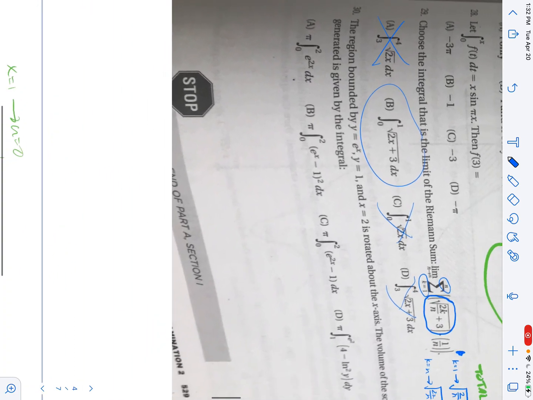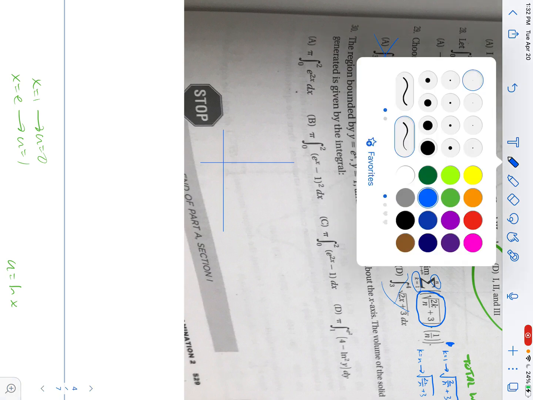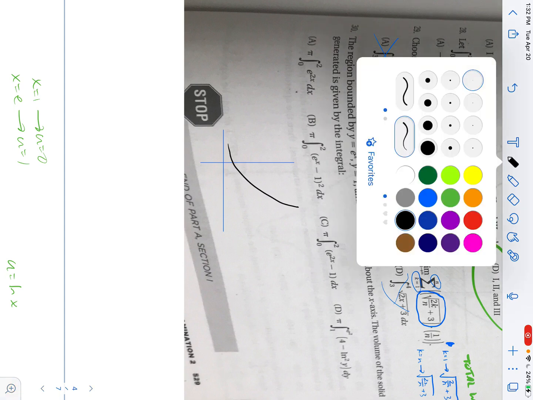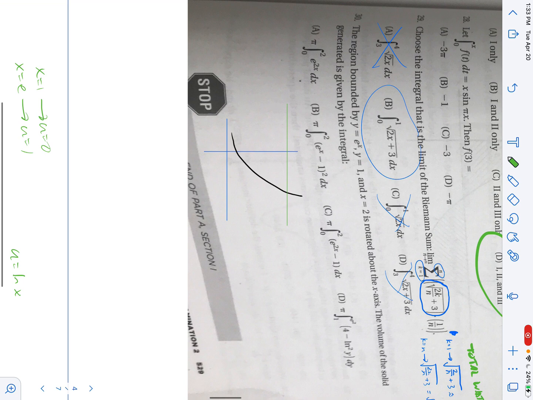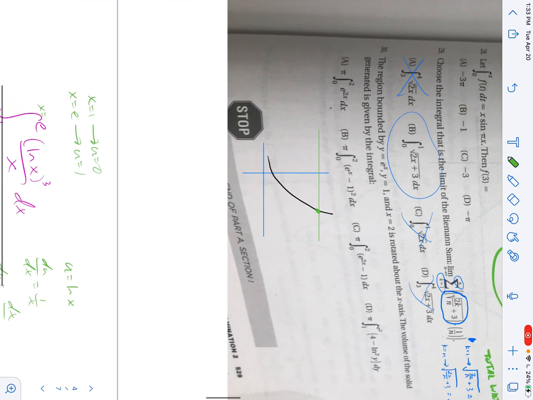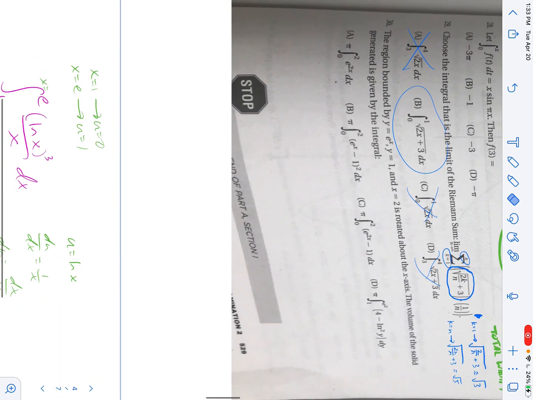And then finally, looks like we've got a volume problem. So we have the region bounded by y equals e to the x. Let's draw a rough picture here. Y equals e to the x looks something like so. Y equals 1 is a horizontal line. And x equals 2 is a vertical line. Sorry, let me redraw this better. I think you would get a picture for this on the AP.